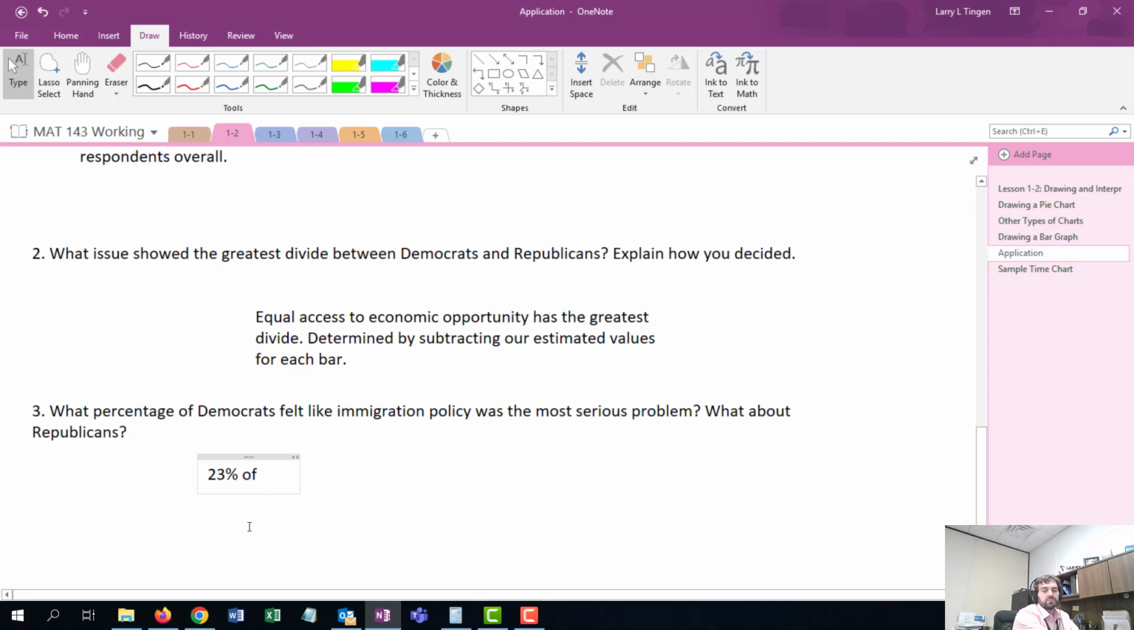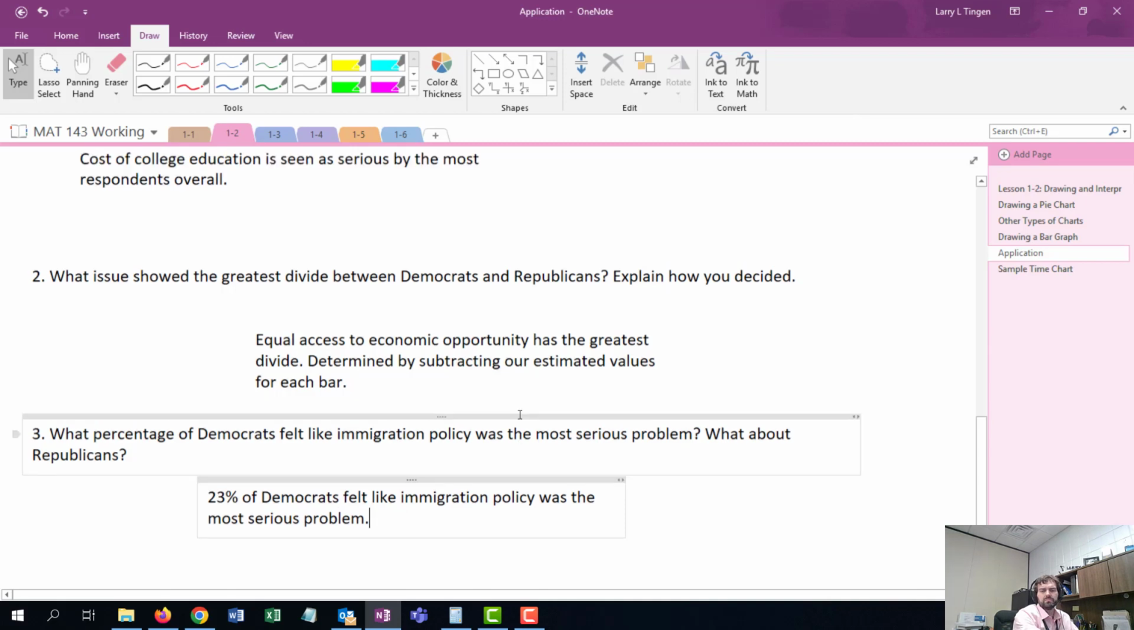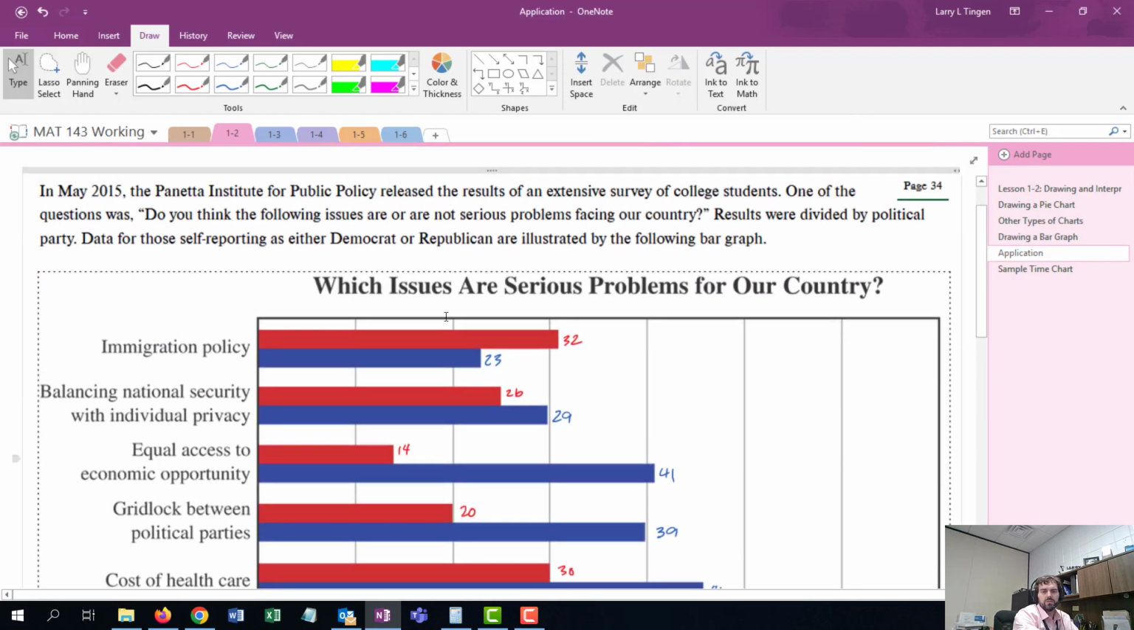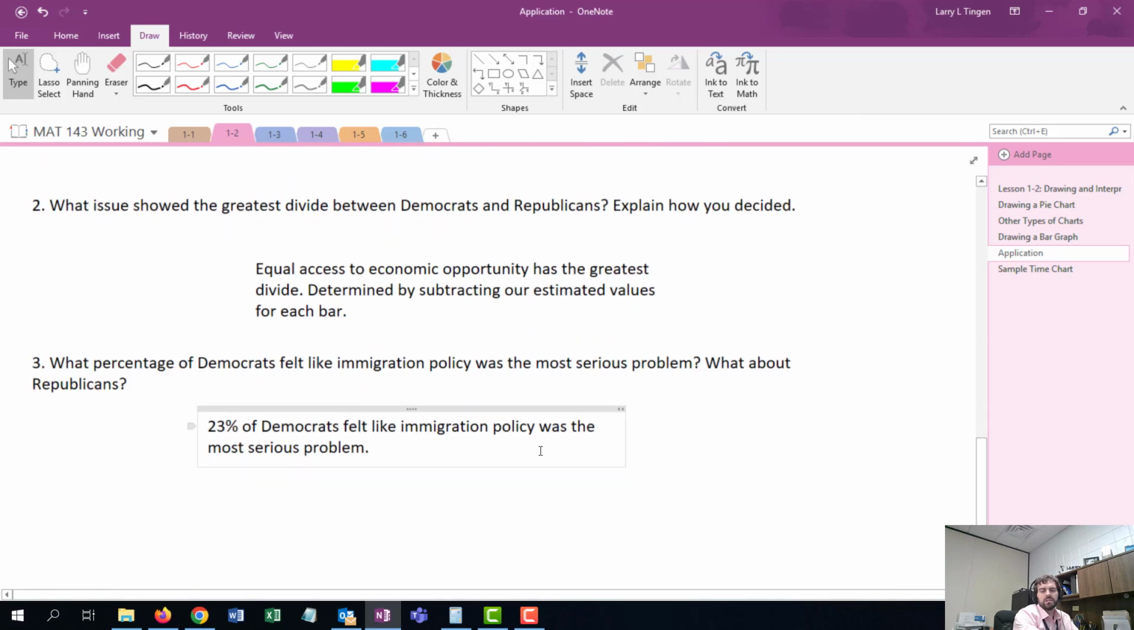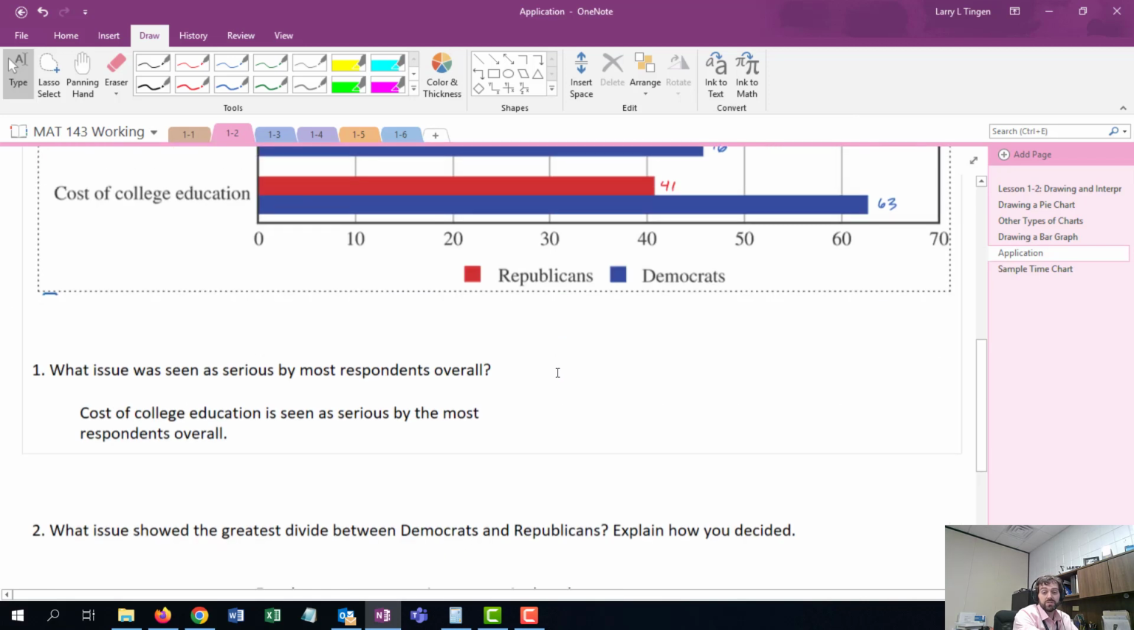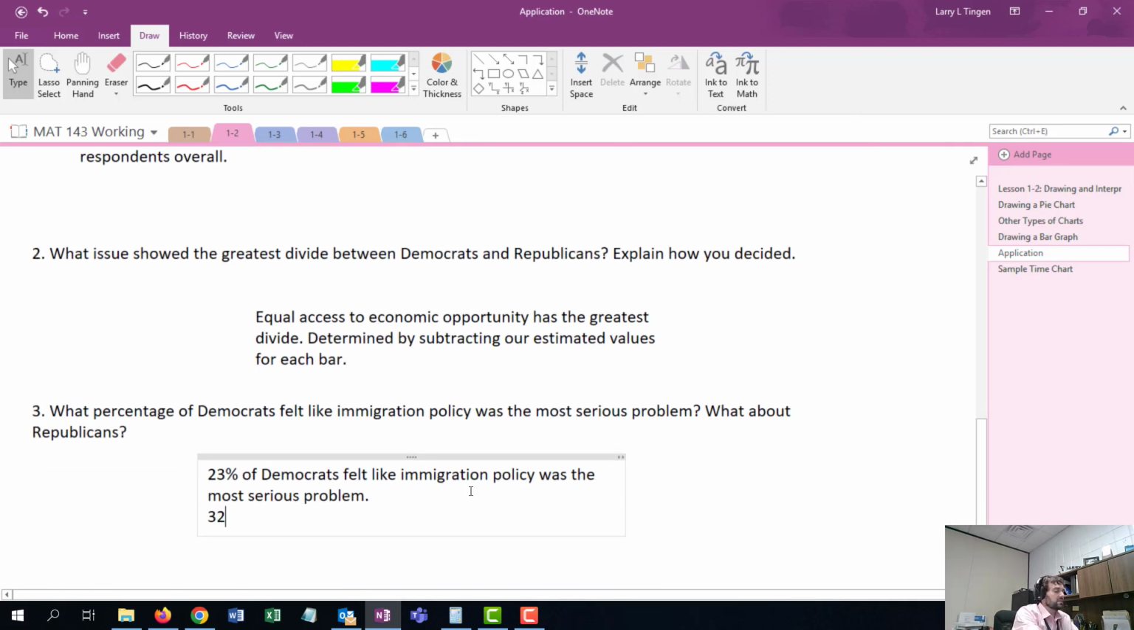So we'll let it say 23% of Democrats felt like immigration policy was the most serious problem. And then what about Republicans? Okay. Actually, that feels like the correct answer, right? 23%. So that 32% of Republicans said that 30%. Republicans felt like the immigration was a serious problem.